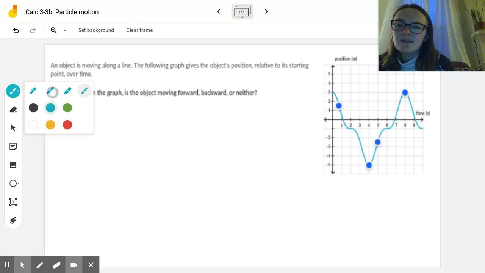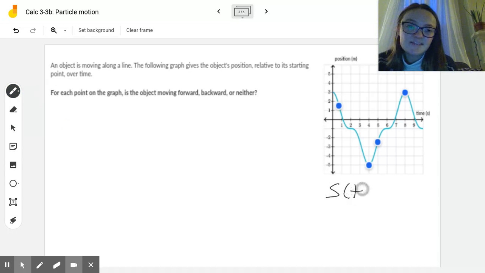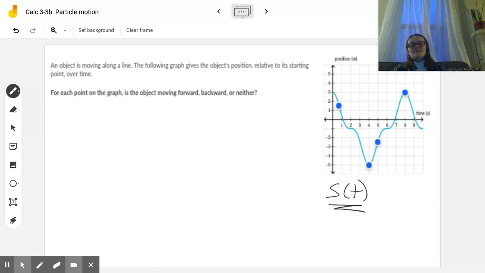All right, biggest thing here. This is going to be the biggest factor on success and non-success. This is a position function. So remember that this is me just saying, where am I with respect to time? So on the graph, is the object moving forward, backwards, or neither?